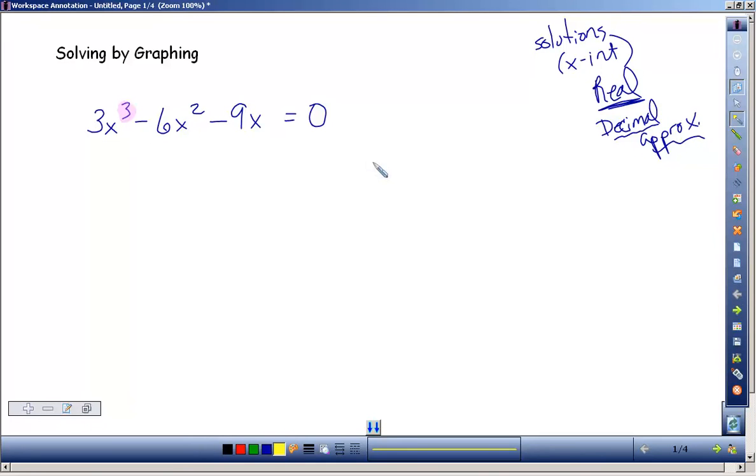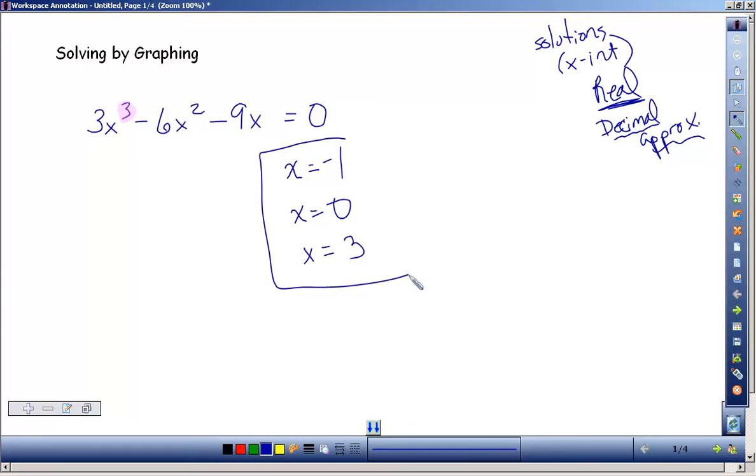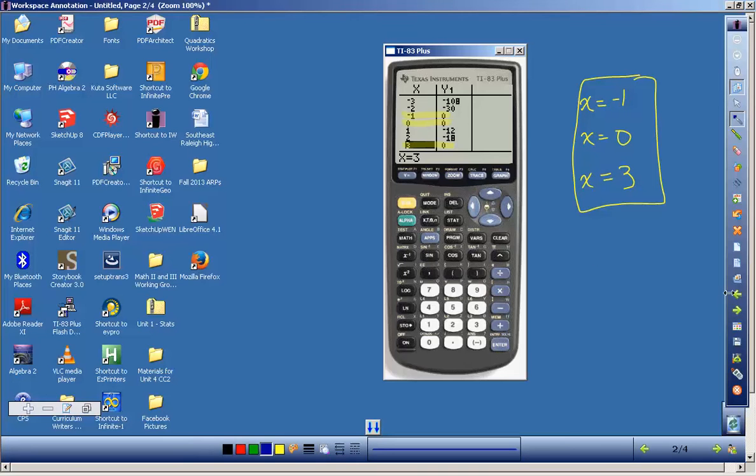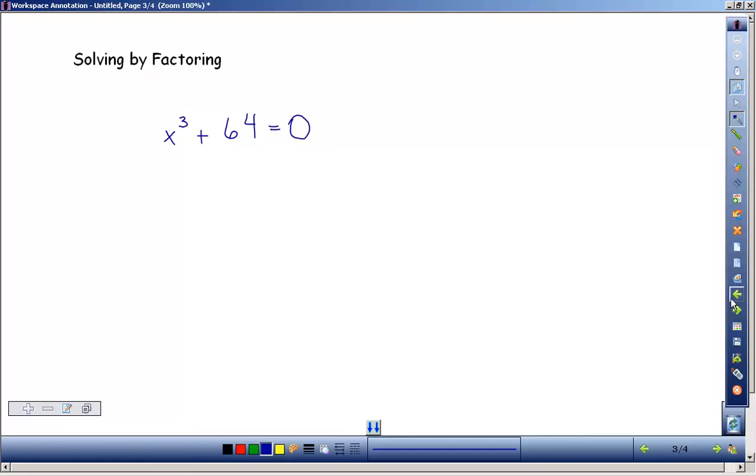3 solutions. So we now know what x is equal to. X is equal to -1, x is equal to 0, and x is equal to 3. So I solved by graphing. So that is one option. Now, again, can only get decimal approximations for that, so I do need to have an option for getting all the exact answers, and factoring is our option for getting exact answers.